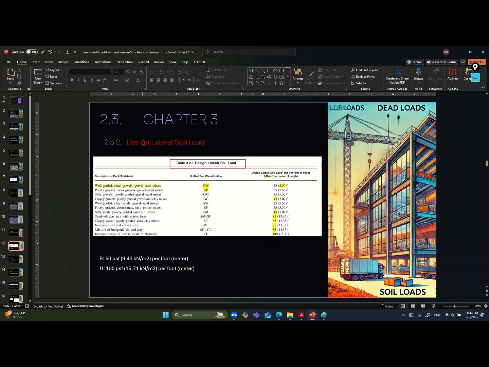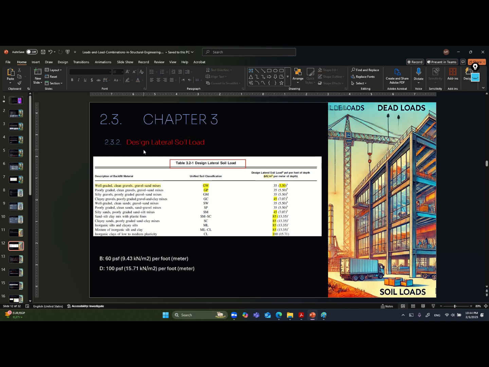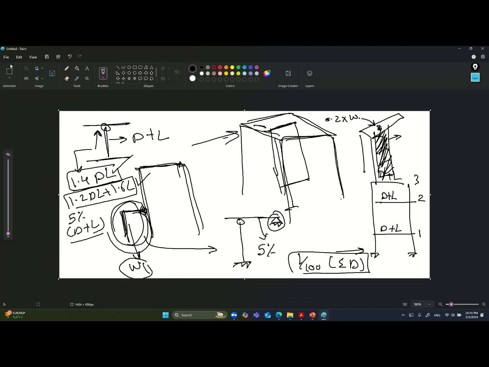Also, the most neglected part, maybe most of us don't know about it: chapter 3 provides a preliminary earth pressure that can be used to design a retaining wall, and it depends on the backfill material. So let me draw something.